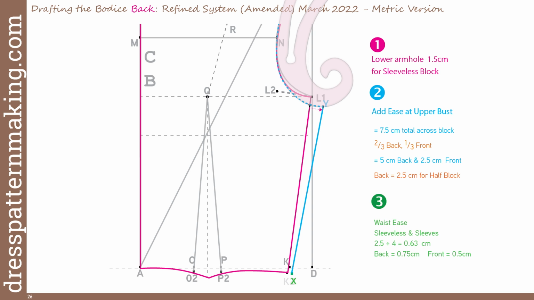So firstly, measure down from point L1 on the L1 to K line to drop the armhole 1.5 centimetres. So measure down 1.5 centimetres, then at right angles to the L1 to K line, measure out 2.5 centimetres and mark point Y. Draw a line from point Y to point X. That is the side seam line for the sleeveless block. You'll then need to redraw the armhole from point N to point Y with a French curve.